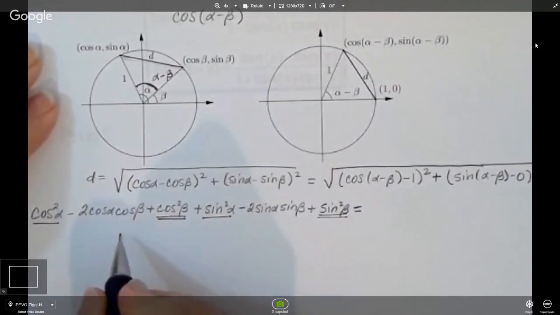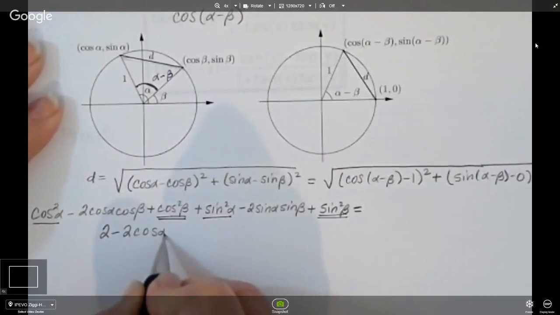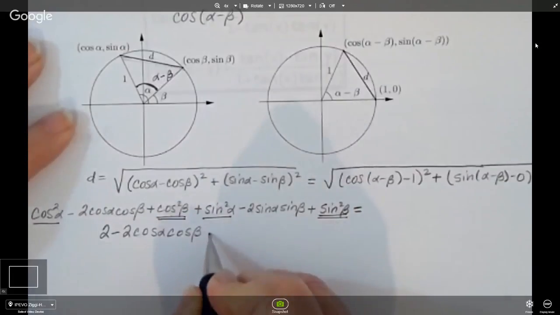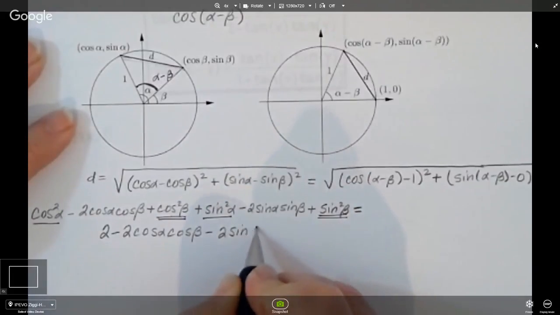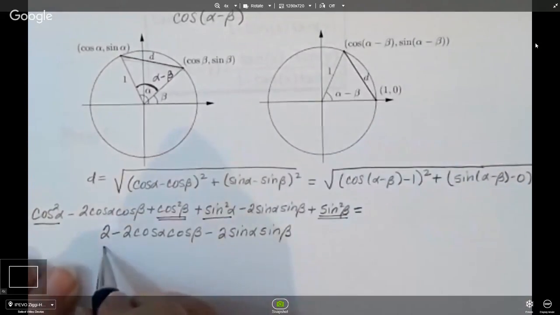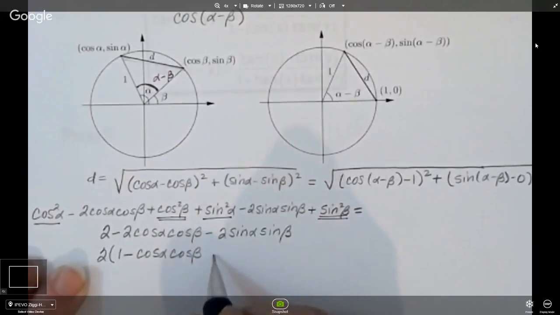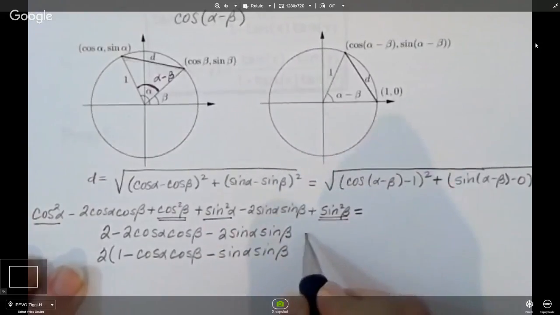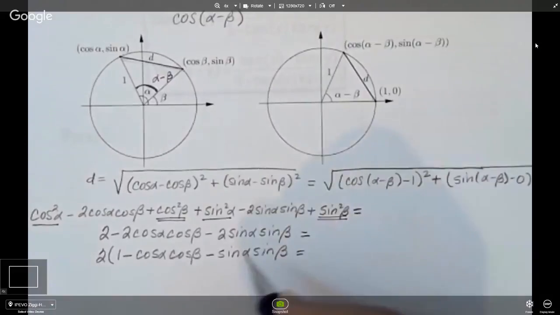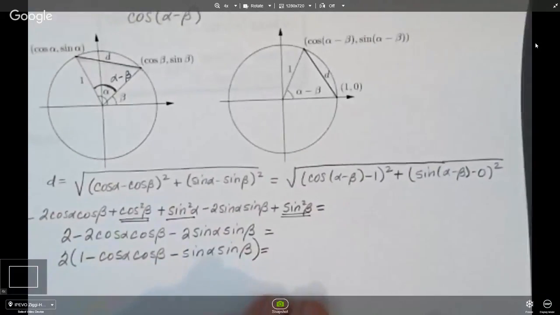And so right away, I have something that'll simplify down to 2 minus 2 cosine alpha cosine beta minus 2 sine alpha sine beta, which is really nice. And then I can factor out a 2, and I'm left with 1 minus cosine alpha cosine beta minus sine alpha sine beta. Close parentheses here. All right, and now we're going to expand the right side and see if we can find anything interesting going on there.